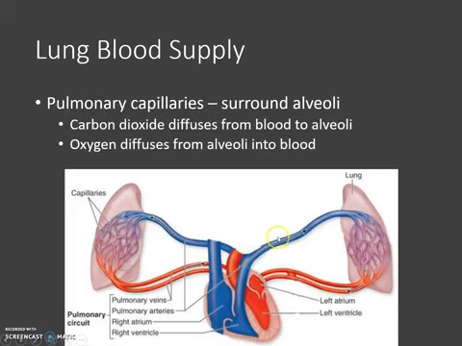That deoxygenated blood gets delivered to capillary beds in each lung, and these capillary beds are surrounding those alveoli. At the capillary beds, carbon dioxide diffuses out of the blood and into the alveoli, and oxygen diffuses from the alveoli into the blood. So this is where the gas exchange is happening. The carbon dioxide that was offloaded will be exhaled, whereas the oxygenated blood is then going to be returned to the heart in order to be sent out through the aorta to the systemic circuit.